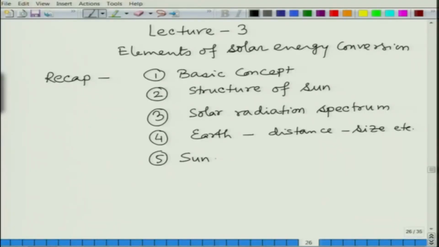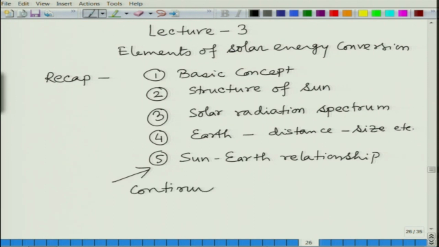And at the end of the second lecture we have started to look at the sun-earth relationship. This we started to look at, and we will continue looking at this particular thing today also. So, let us go ahead with that.